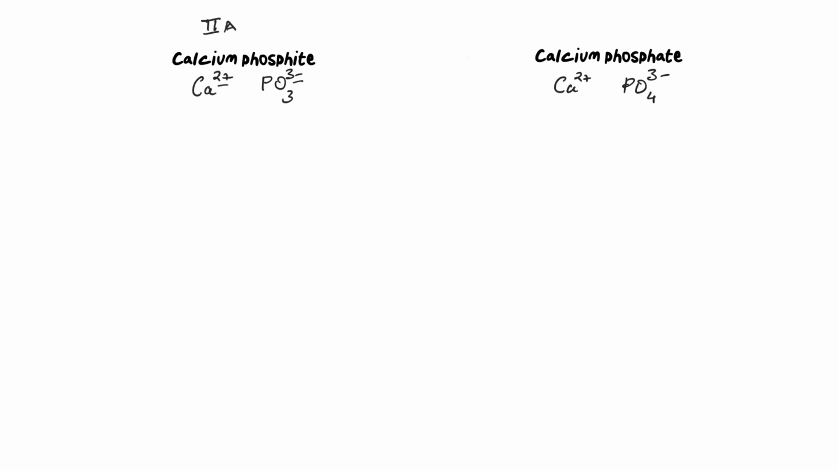Now, 2 positive and 3 negative obviously do not cancel each other out, in which case you flip the charges. So this 2 over here is going to end up here. This 3 over here is going to end up on the bottom of calcium. So you write Ca with a 3 on the bottom.